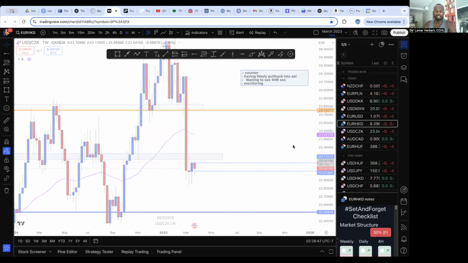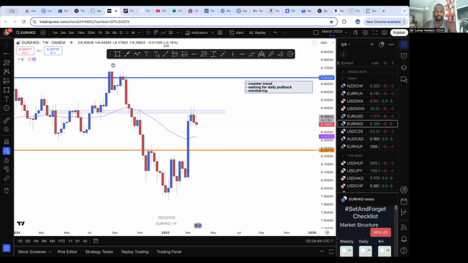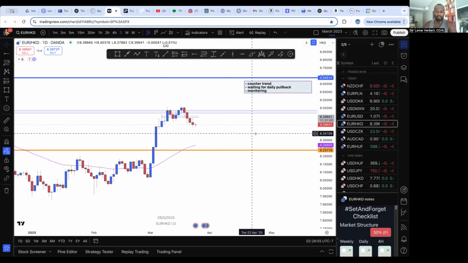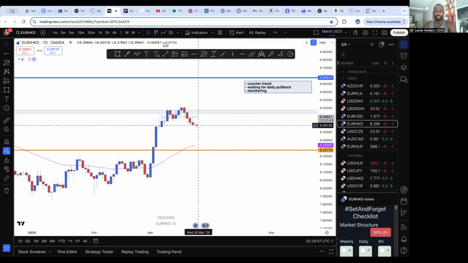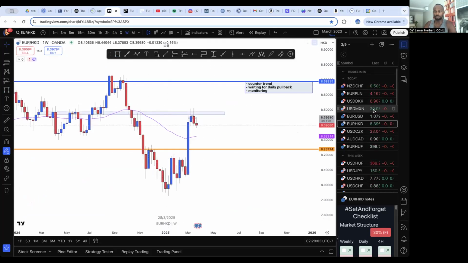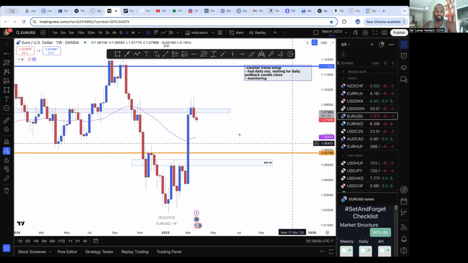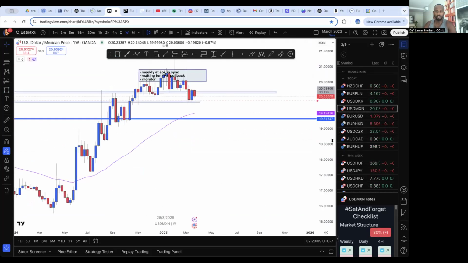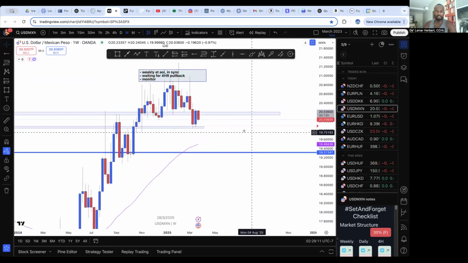All right, Euro HKD. Weekly is bullish, had its pullback around that area of interest, and we had a shift on the daily. We're just looking for a daily pullback, and then we can look for sells for this counter trend all the way down to this next structure point. Euro HKD, same thing.